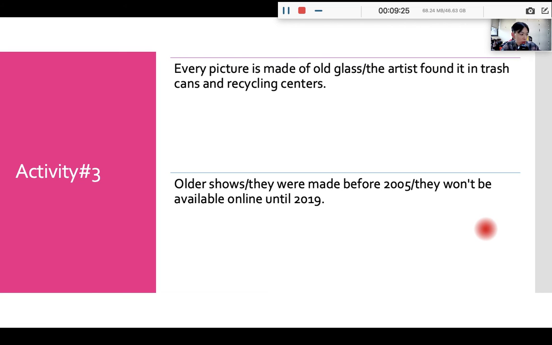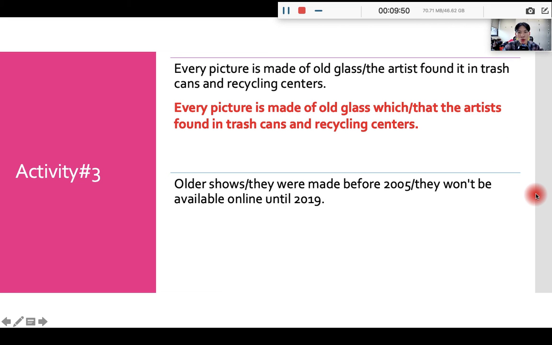So activity 3 asks you to write one sentence using the information. Use a defining relative clause, which means the information we provide in the relative clause is necessary. So every picture is made of old glass. The artist found it in trash cans and recycling centers. So let's put them together. It would be, every picture is made of old glass, which or that the artist found in trash cans and recycling centers. So which and that, can they be omitted?